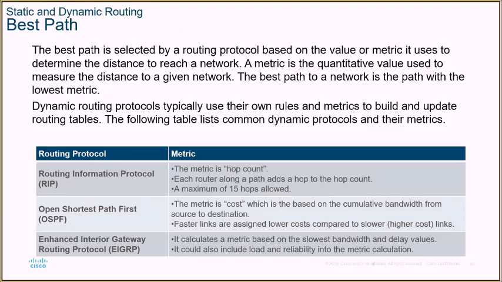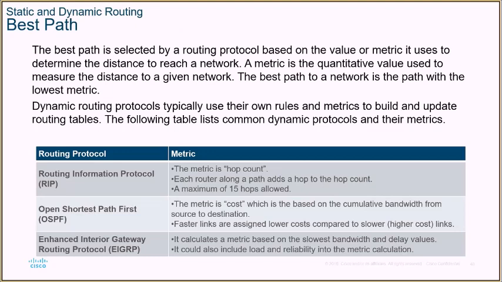Now, OSPF uses a metric of cost. Now, that's calculated by the bandwidth. The higher the bandwidth of a link, the lower the metric for that link. And so it's cumulative, basically, you add up the cost for each link between the source and the destination, and that is your cost to get to it. Faster links are assigned a lower cost compared to slower links, which of course have higher costs.